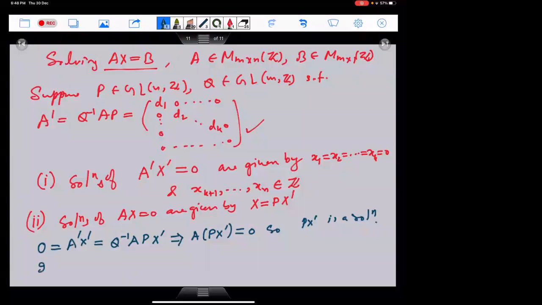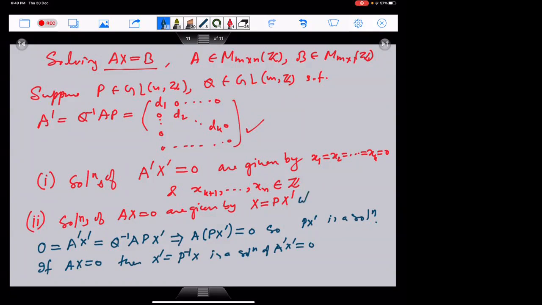So if Ax equal to 0, then again the same thing I can do and show that x prime equal to P inverse of x is a solution. A prime x prime equal to 0. Okay, am I right? Because I can come from one system to another system. Is it fine? Yes, sir. So therefore, solutions are given by this.